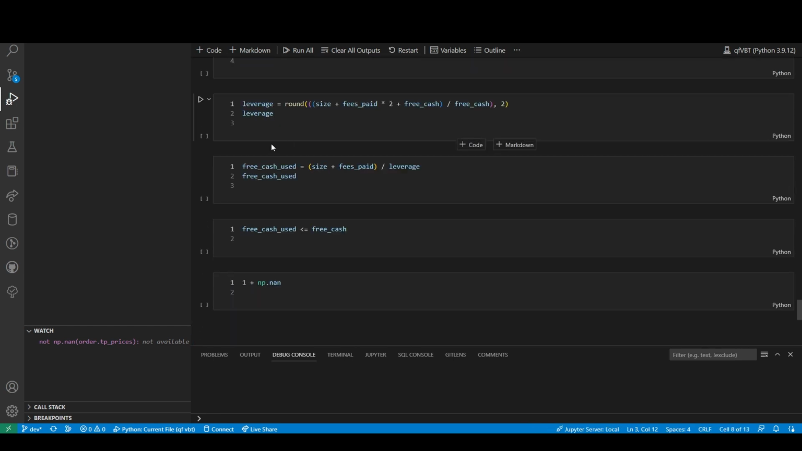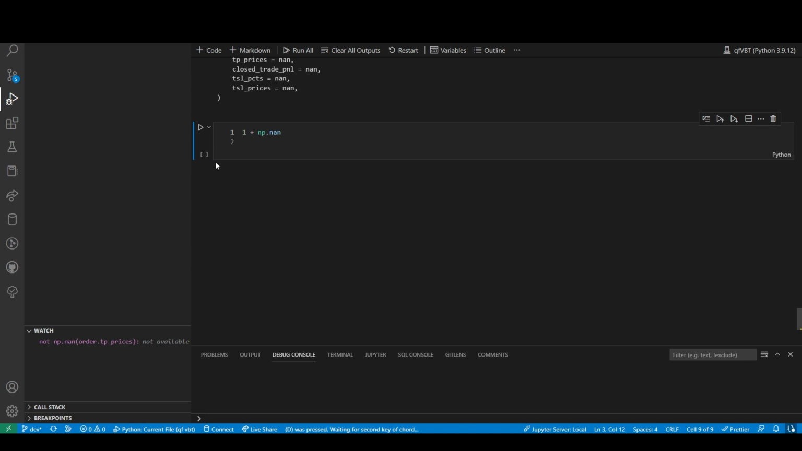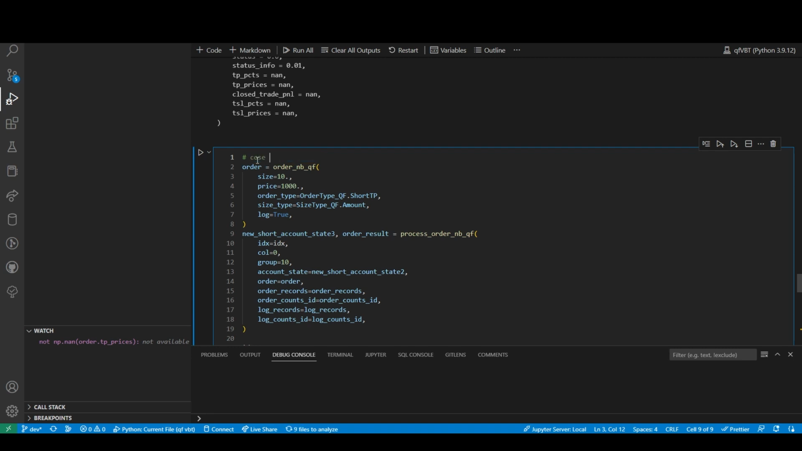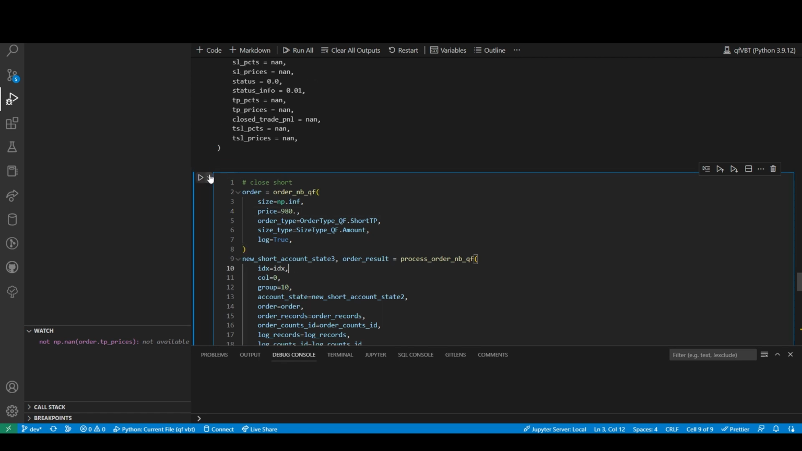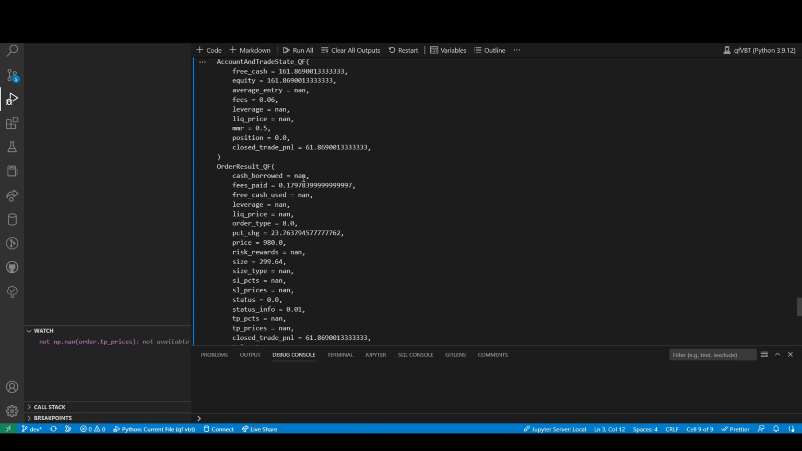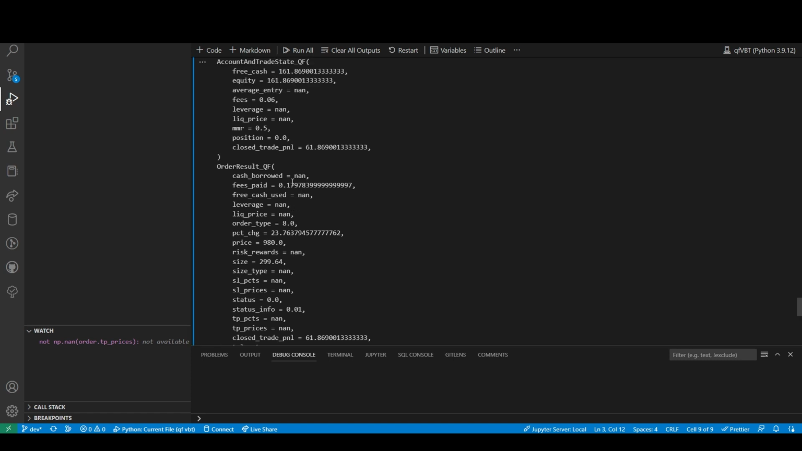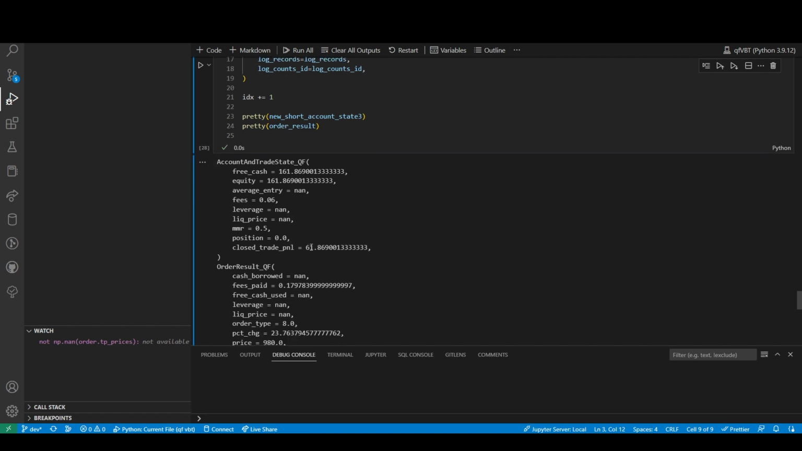And then what we do is we copy this and close short. Let me say this is np.inf, and we'll close that at 980. And let's run that. So our size ended up being this. Okay, close price now 61. Fees paid was this. Percent change was 23. Okay, close P&L.